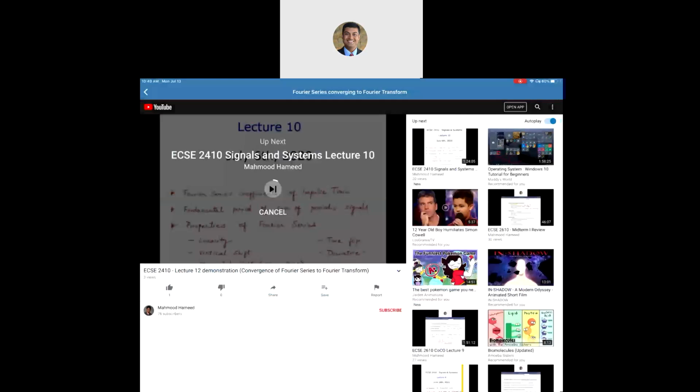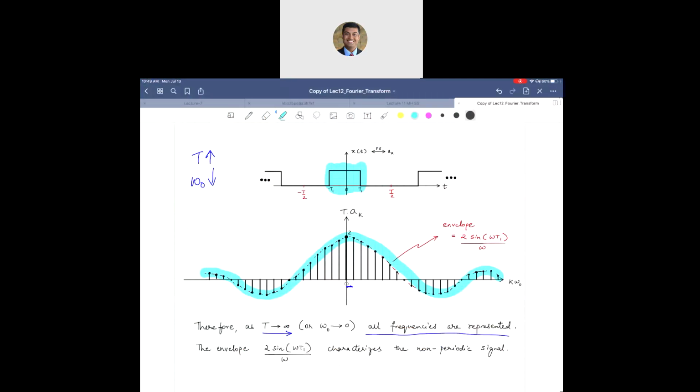And in the limiting case, T tends to infinity. I went from T equals 4 all the way up to T equals 64 in that particular example. If you go all the way to infinity, that will mean that omega naught will tend towards 0, which means all the frequencies will be represented. So instead of looking at a sampled version of the sinc, you will actually look at the entire continuous sinc in the frequency domain.